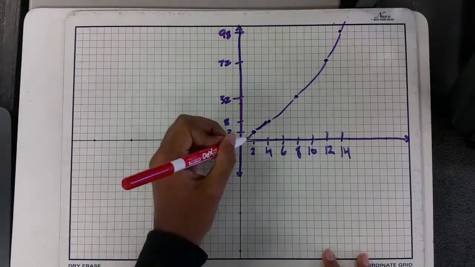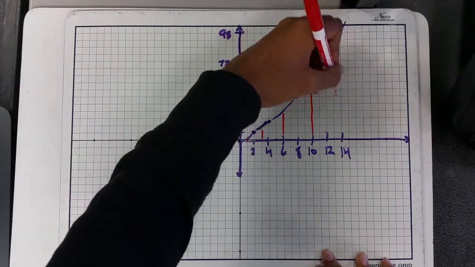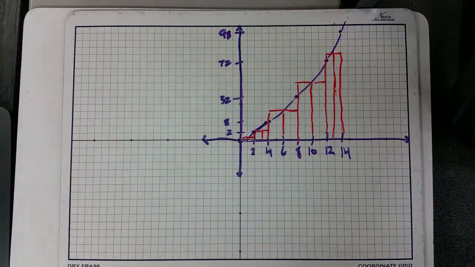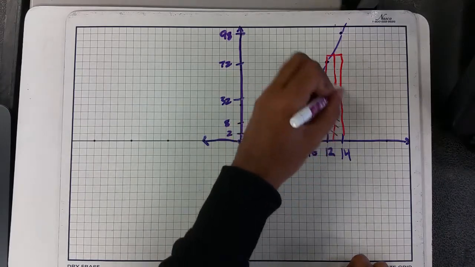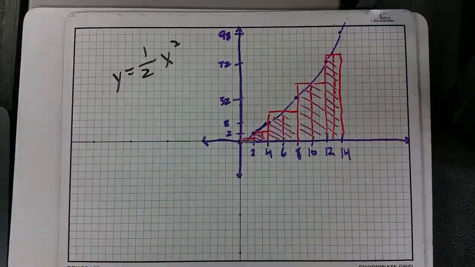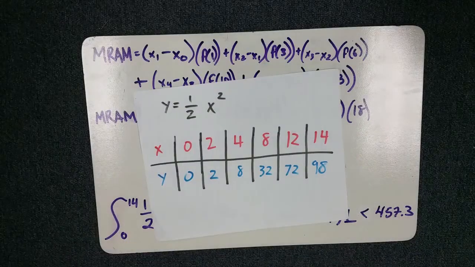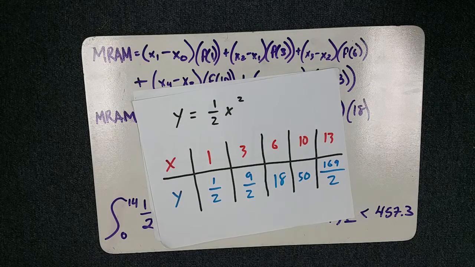For example, to find the area of the rectangle between 0 and 2, you would do 2 minus 0 times f of 1. You must plug 1 into the function because the average of 0 and 2 is (0 plus 2) over 2, which is 1. Do this for each of the points already given. The new set of points is (1, 1/2), (3, 9/2), (6, 18), (10, 50), and (13, 169/2).